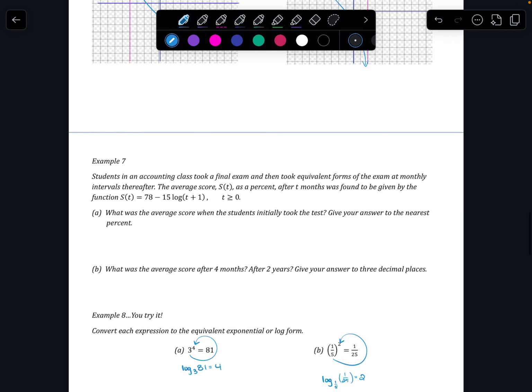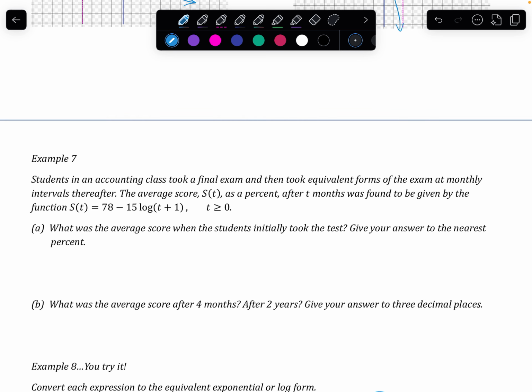Next, so a little bit of word problems. There's a you tried at the bottom. All right, example 7. Students in an accounting class took a final exam and then took equivalent forms of that exam at monthly intervals thereafter.